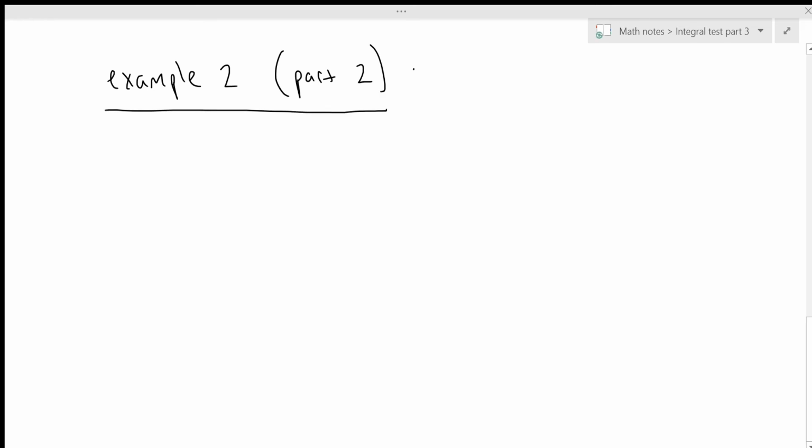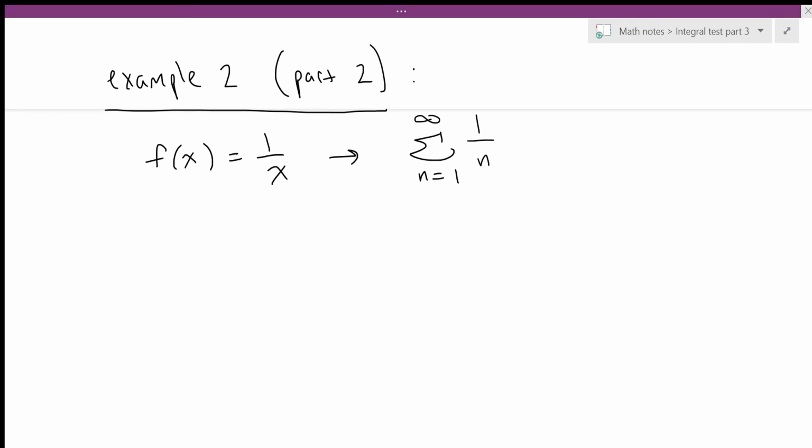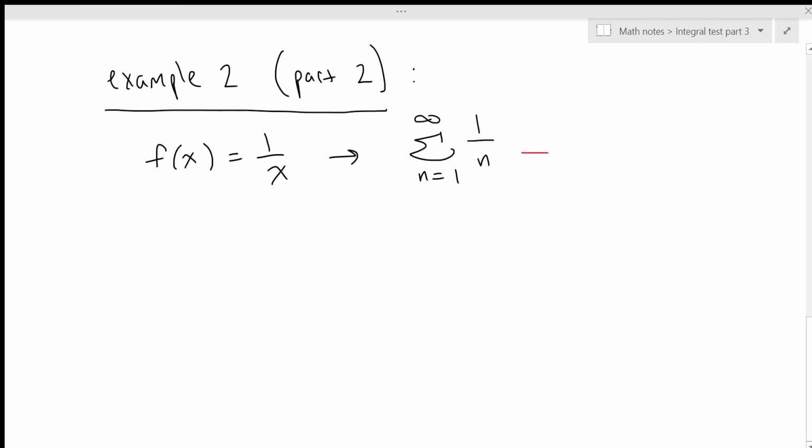In the second example, we'll use the integral test to prove that a series diverges. In this example, we're going to use the bound that we derived in our part 2 video on the integral test. And the function that we'll look at is f of x equals 1 over x. So we have this series, the sum from 1 to infinity of 1 over n, and I'll just mention that this is called the harmonic series.